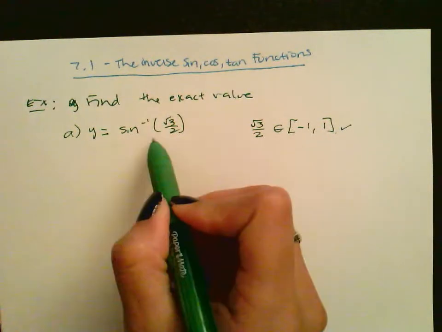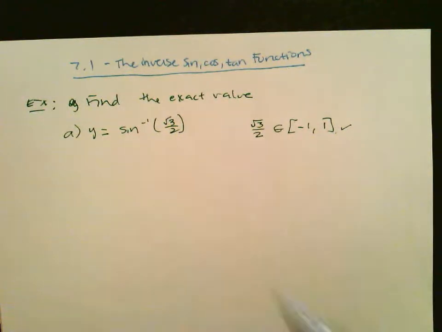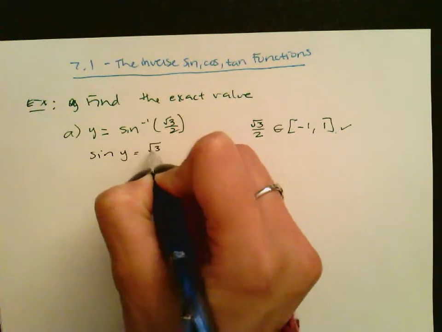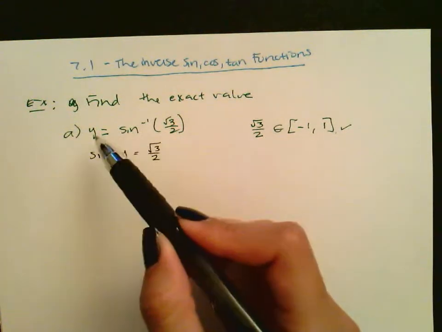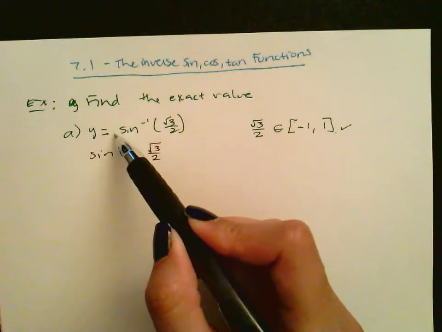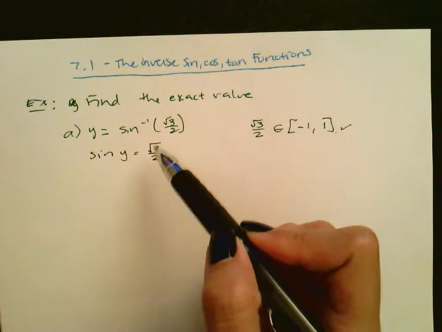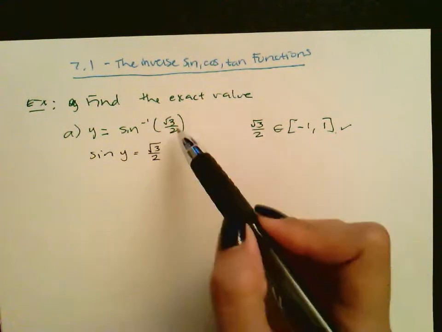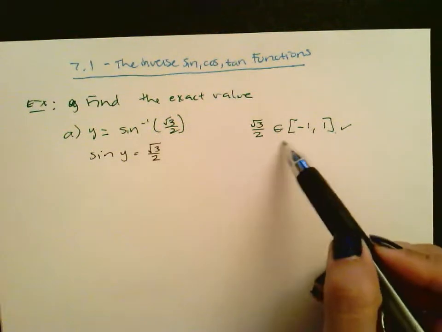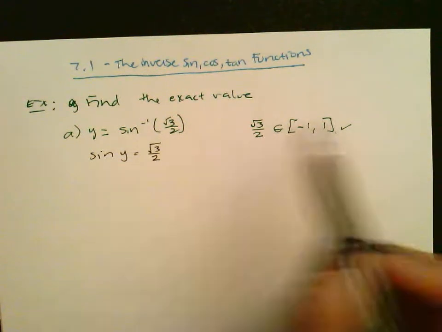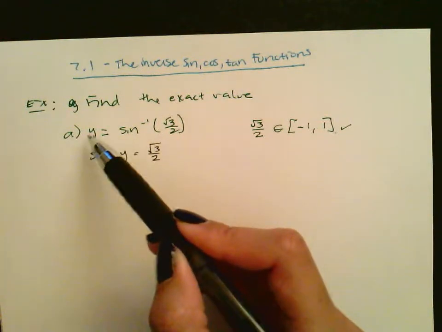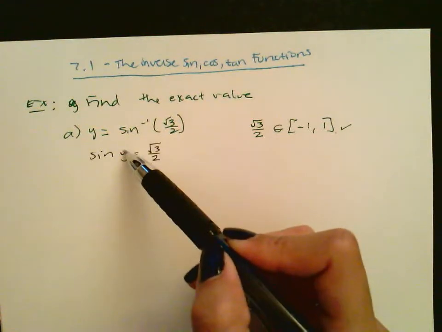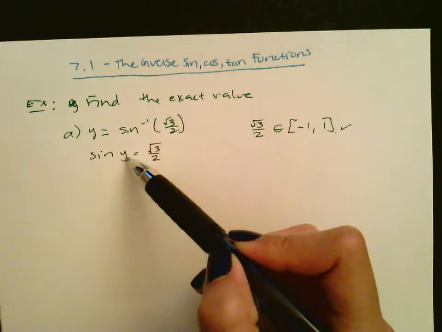So let me translate in case this still didn't make sense. What this means is that sine of y is equal to radical 3 over 2. So you take the sine of this y, and that's equal to the sine of the sine inverse of radical 3 over 2, and this sine of sine inverse is equal to the input as long as that input is within the restriction of the sine inverse, which again is negative 1 to 1, and it is. That means I can rewrite this equation as sine of y is equal to radical 3 over 2. Now we're going to try to solve for y, and now y is the input for sine.